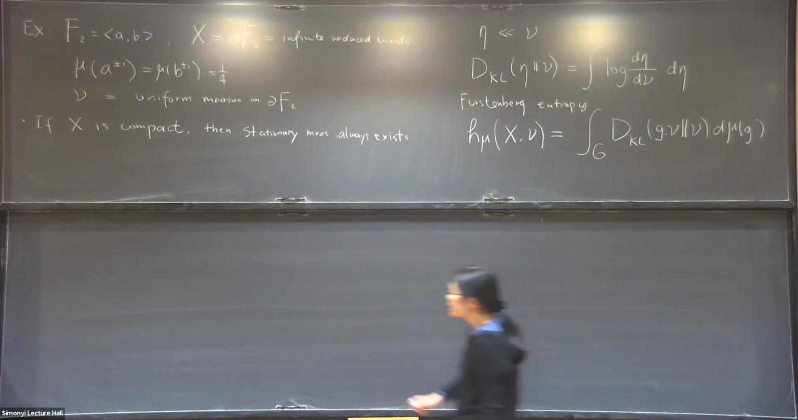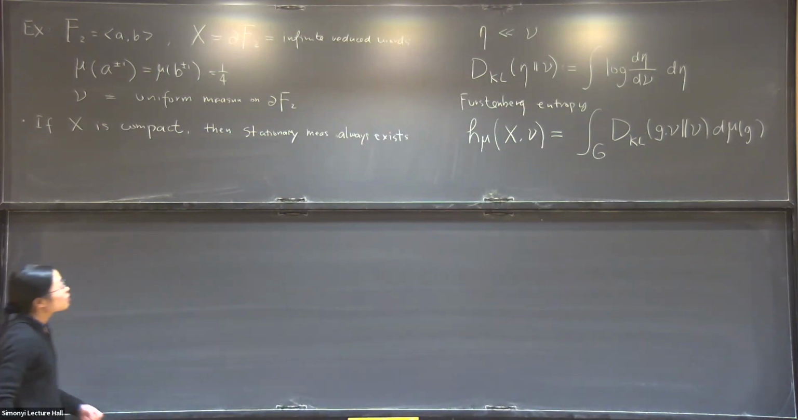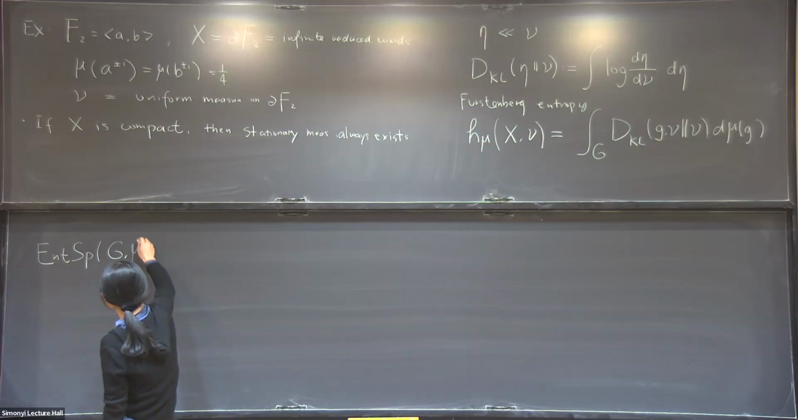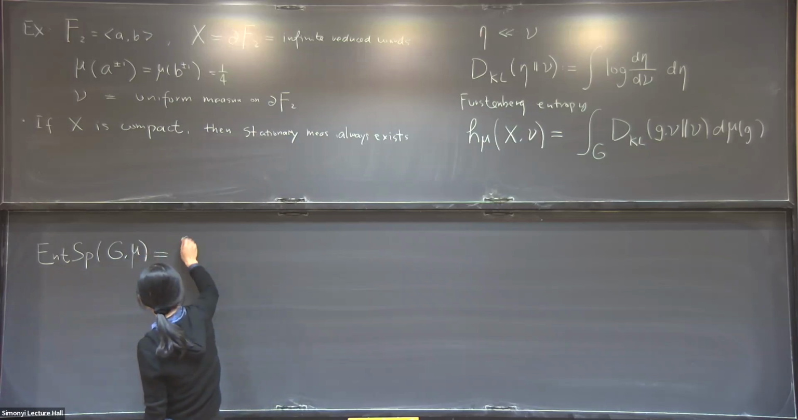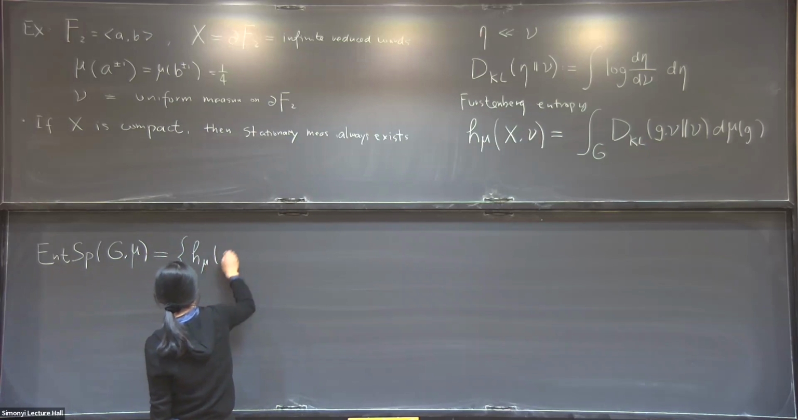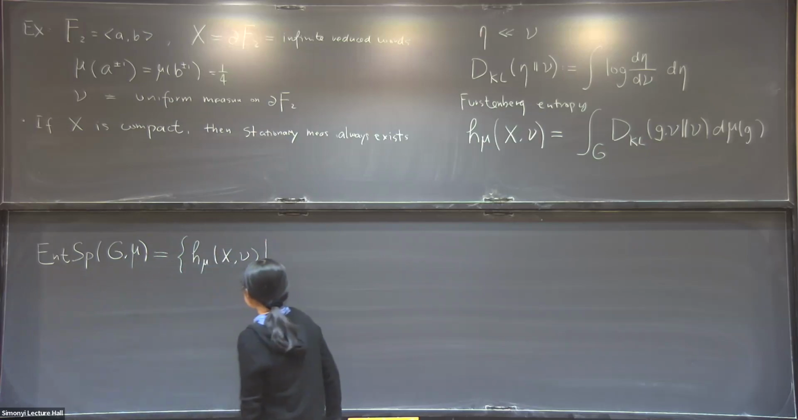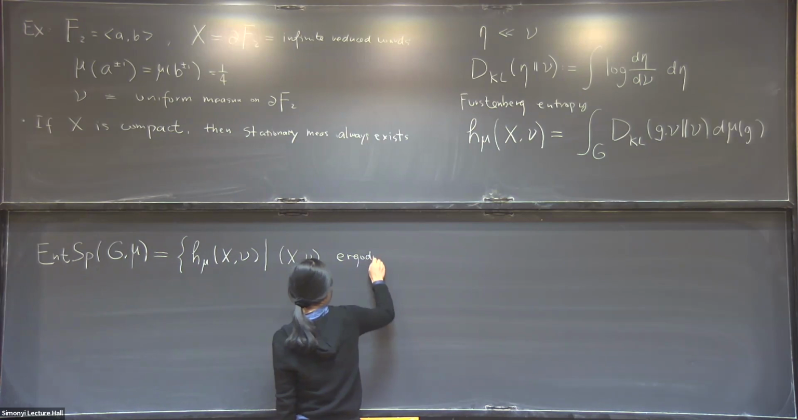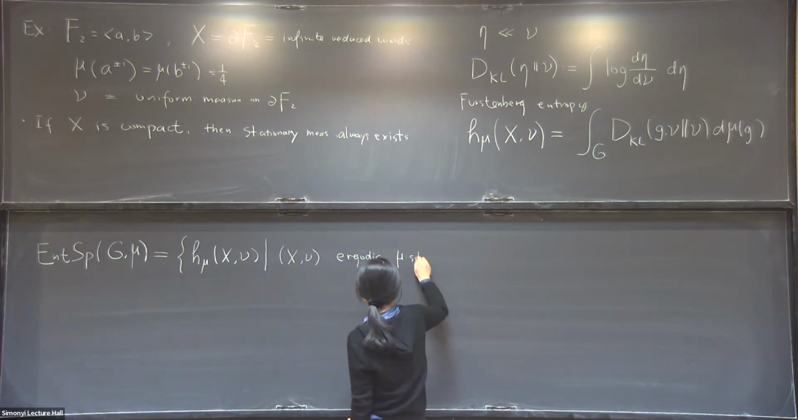Okay, so the question we're going to look at asks: what is the range of numbers you can get by looking at this entropy number over ergodic stationary systems with G and mu fixed? So let's define the entropy spectrum of this group G, equipped with random walk measure mu, to be all the possible values we get by looking at ergodic mu-stationary systems.